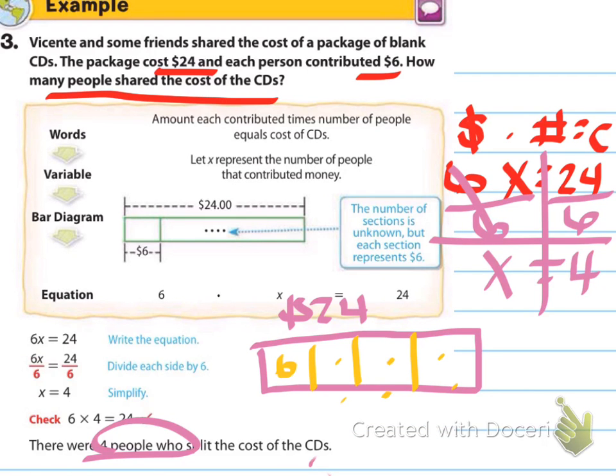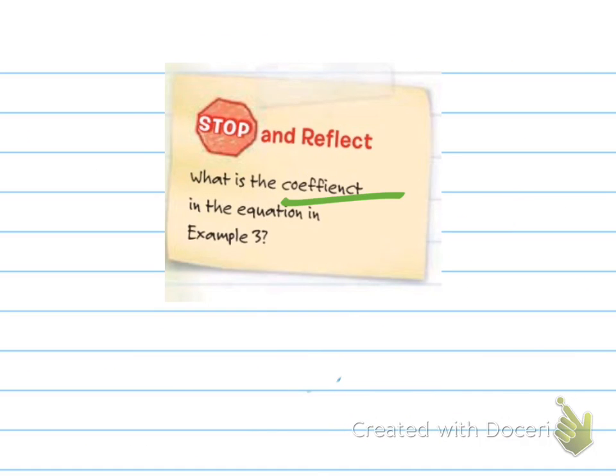All right, guys, back to this first example. Our equation was 6x equals 24. The coefficient is the number in front of the variable, and that is 6. So if you answered 6, you are correct. All right, so 6 was our magic answer.